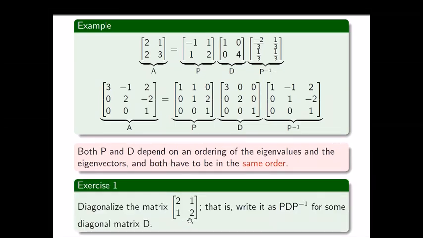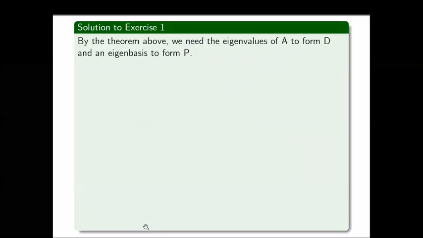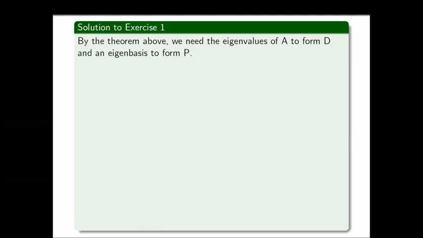Okay, so let's look at an exercise. We're given a 2 by 2 matrix with entries 2, 1, 1, and 2, and we just want to diagonalize it. That is, we want to write it as P times D times P inverse for some diagonal matrix D. We're going to just write the key steps. I'm not going to go into the details because I believe you already are experts at this. By the theorem that we just saw, we need the eigenvalues of A to form the diagonal matrix D and an eigenbasis to form the matrix P.